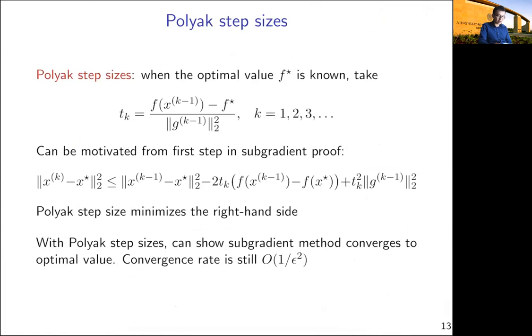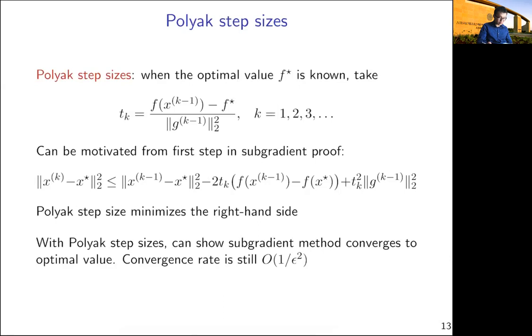So there are other choices of the step sizes that allow the algorithm to converge, often with additional knowledge that's available. Suppose you know what the optimal value is, then you can do a little bit better. You can choose something that's more appropriate. Specifically, the Polyak step size chooses t_k to be the value of your current iterate minus the optimal objective function value, divided by the square of the size of the subgradient.